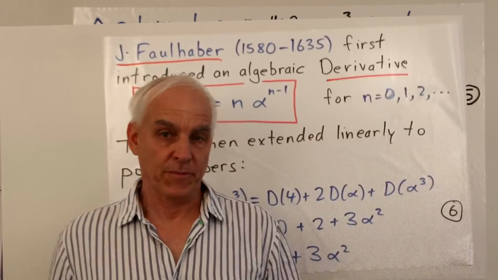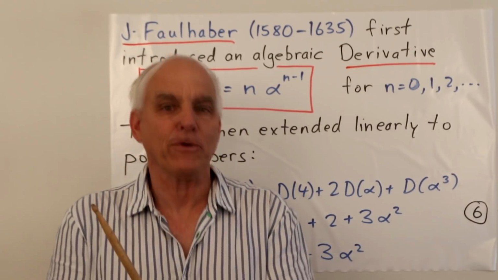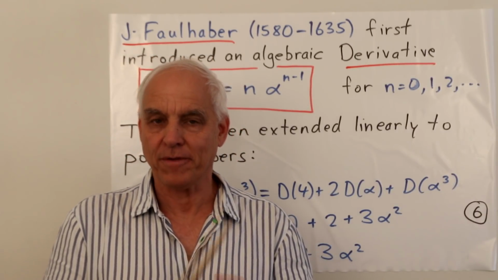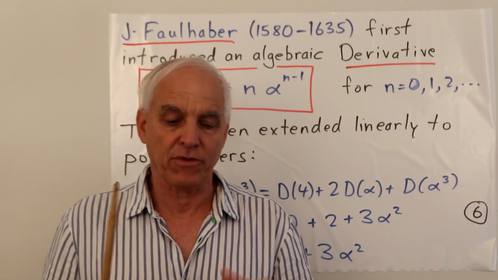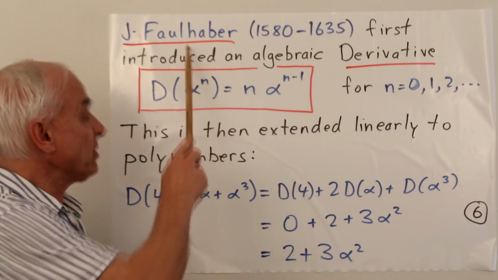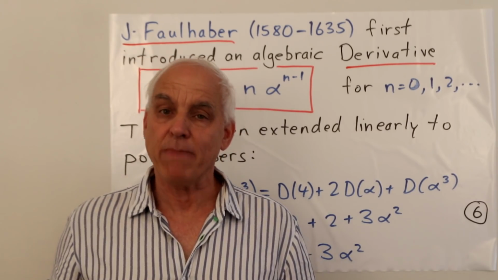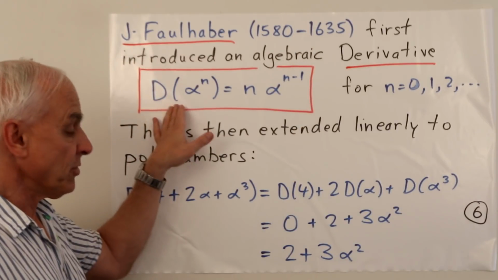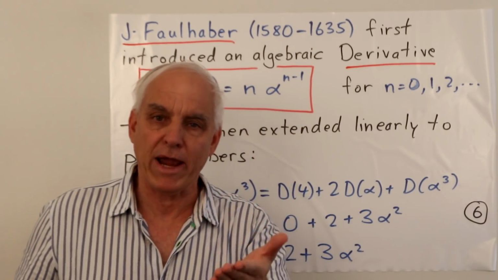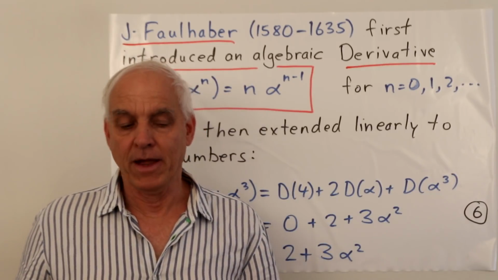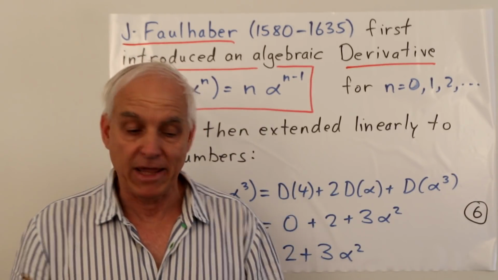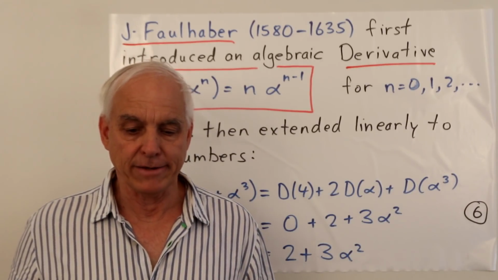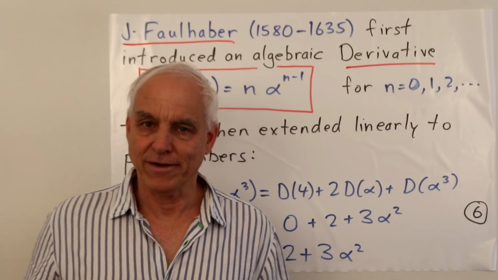So what about the derivative? The derivative was actually first introduced not by Leibniz or Newton or the contemporaries involved in the birth of the calculus. It was actually introduced by Johann Faulhaber, a German mathematician who lived from 1580 to 1635. And he introduced the derivative as a purely algebraic operation on polynomials. This was for some investigations he was making on sums of powers of natural numbers. And you can read about that in my Algebraic Calculus 1 series.